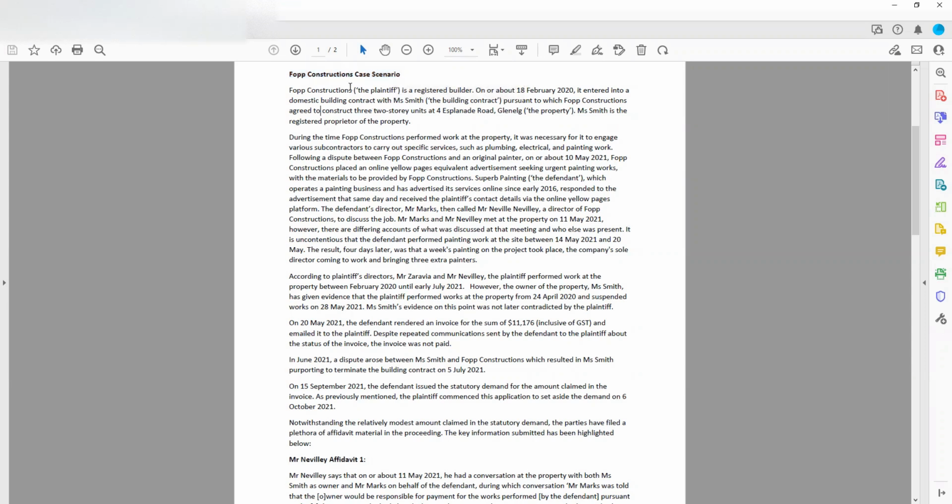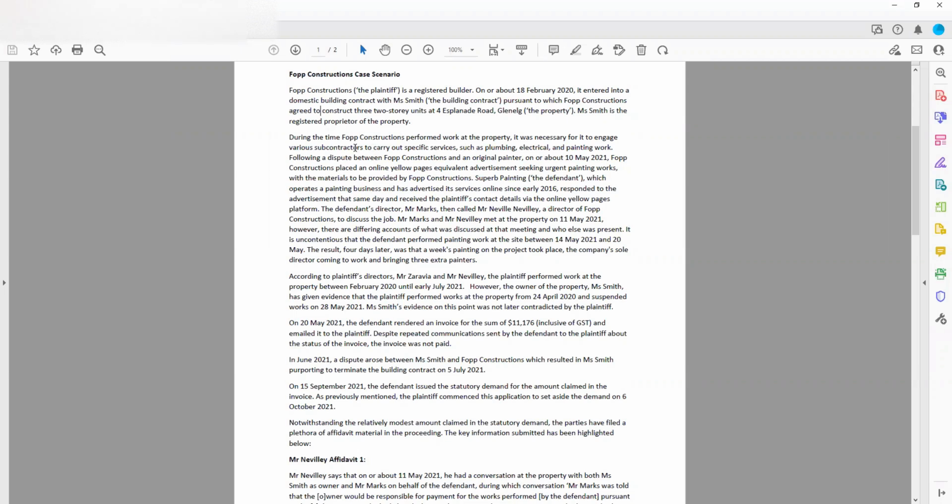In this question, we've been given who the plaintiff is. However, if in this case scenario, it simply said, FOP Constructions is a registered builder. On or about the 18th of February, it entered into a domestic building contract with Miss Smith, the building contract, pursuant to which FOP Constructions agreed to construct 3 two-story units at 4 Esplanade Road, Glenelg. Ms. Smith is the registered proprietor of the property.